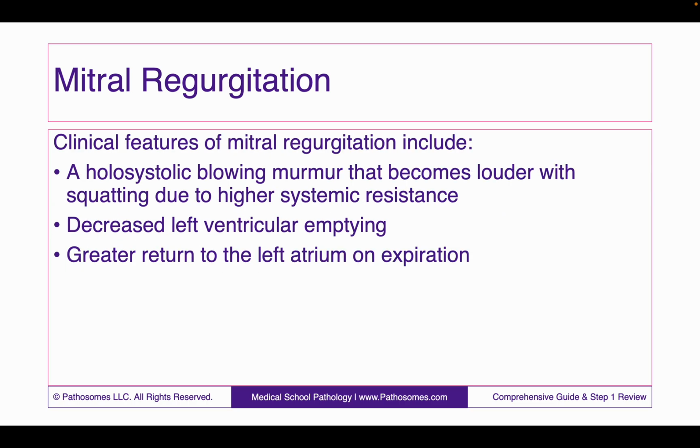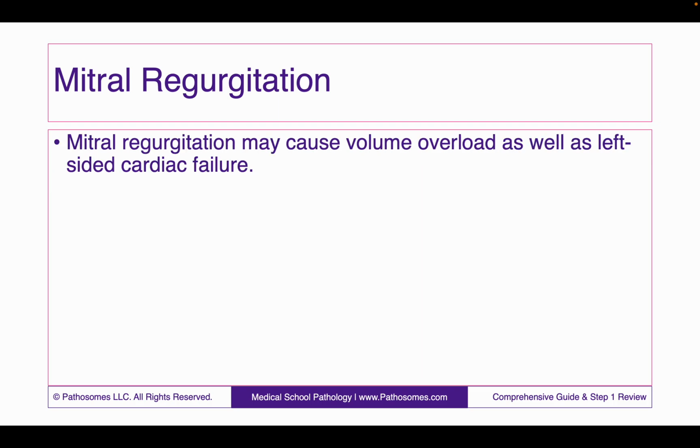Clinical features of mitral regurgitation include a holosystolic blowing murmur that becomes louder with squatting due to the higher systemic resistance. There's also decreased left ventricular emptying and greater return to the left atrium on expiration. Keep in mind that mitral regurgitation may cause volume overload as well as left-sided cardiac failure.